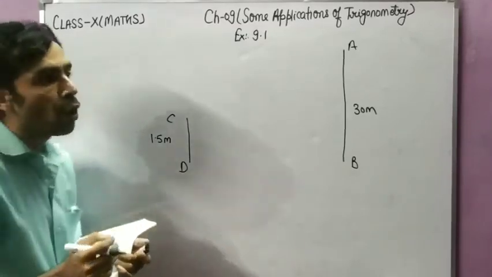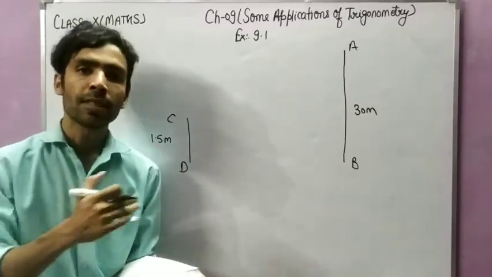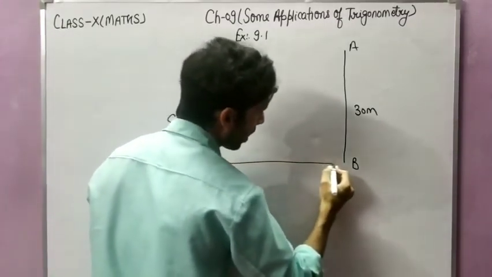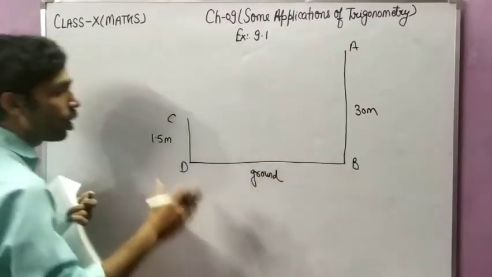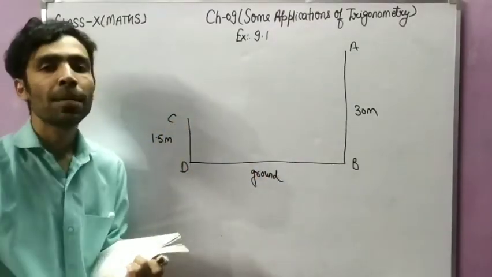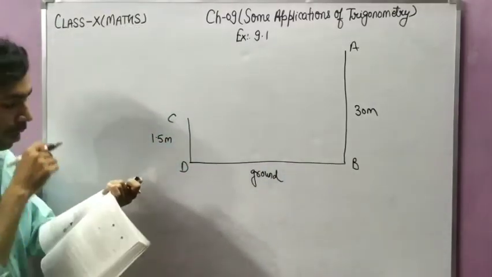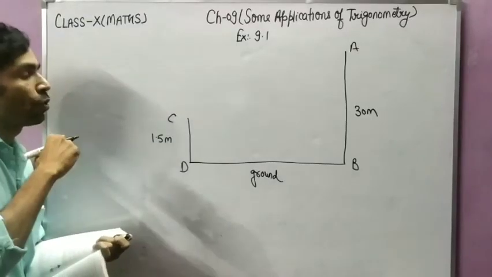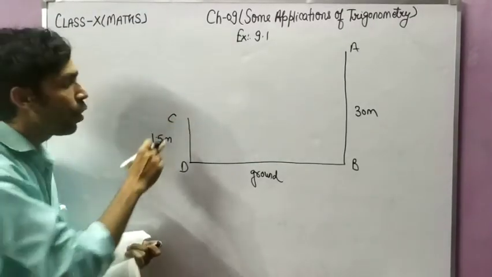Okay, so students, we all know that the man is standing on the ground and the building is also standing on the ground. So we will join D with B and assume that it is the ground, because both stand on the ground only. It is a 30-meter tall building and a 1.5 meter tall boy standing at some distance from the building. Now the angle of elevation from his eyes, students, means he is watching from his eyes, so his eyes will lie at point C.